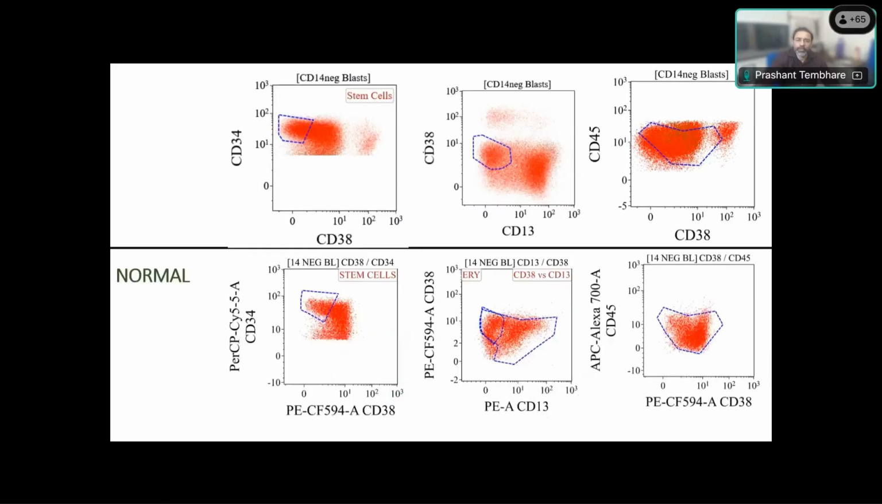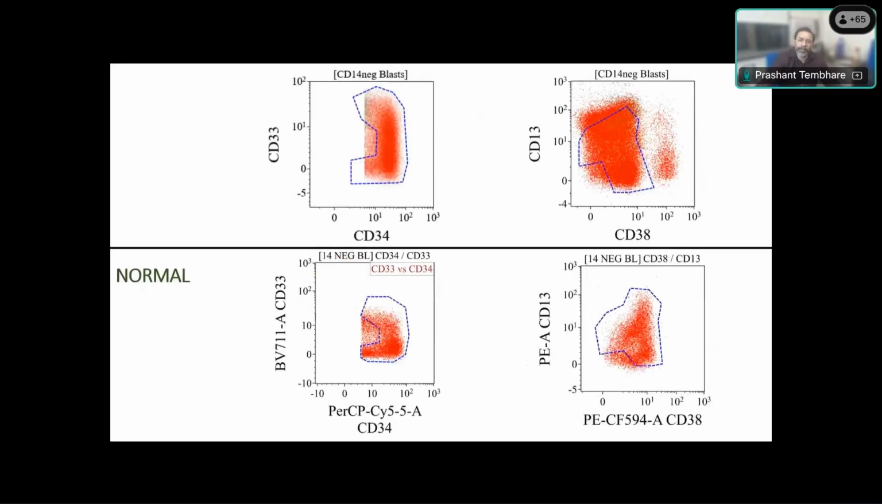Blasts also show aberrancy. You can see the stem cell compartment is increased here, right? Then there is overexpression of CD13, homogeneous expression of CD13, right? There is loss of CD45 in this part. So normally it should go like this, but here clearly there is some down regulation of CD45. So there are aberrancies in the abnormal blasts, right?